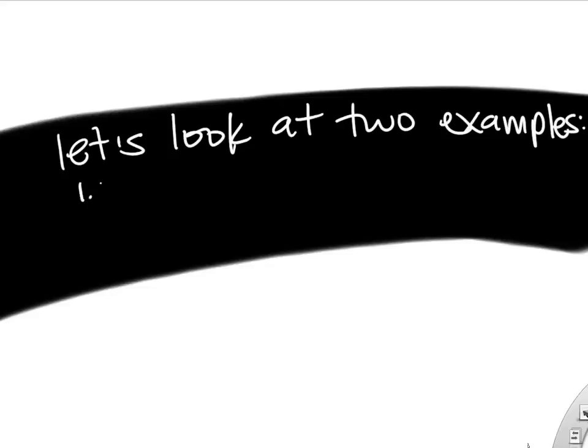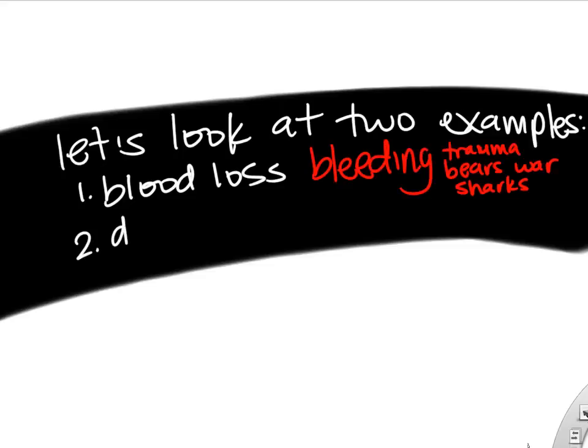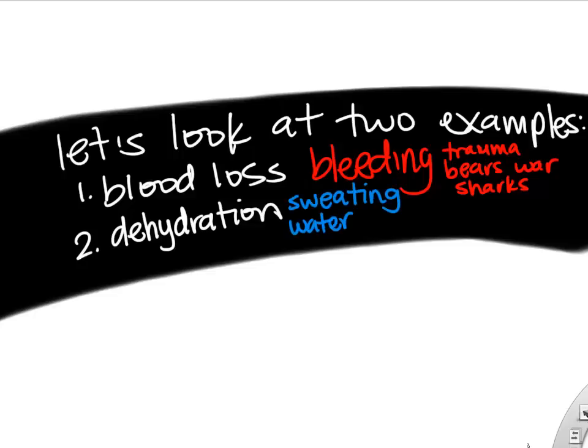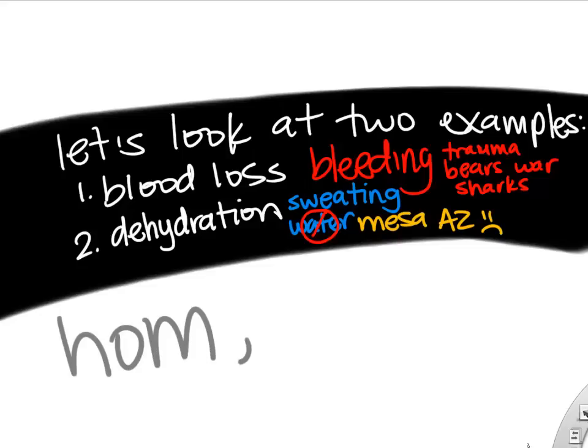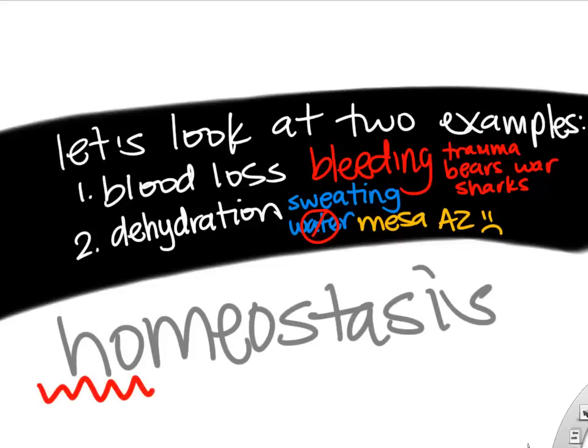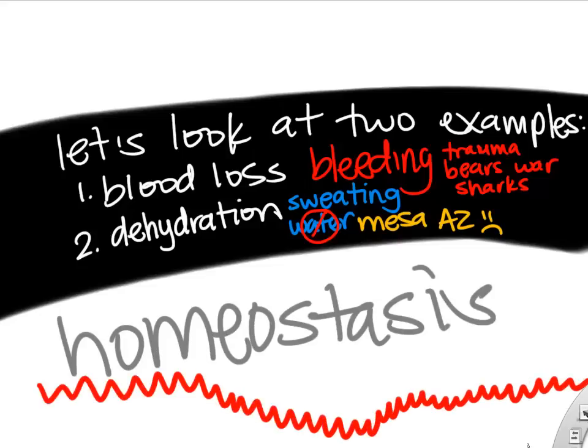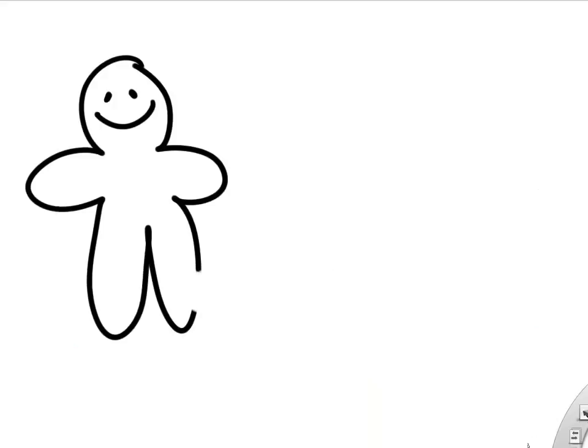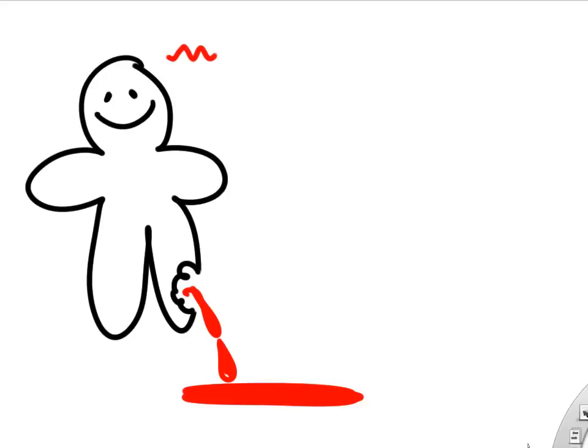Let's look at two real-life examples where your body has to regulate blood pressure. One is where you have bleeding or blood loss, and the other is dehydration. So maybe you had sweating and you didn't have a lot of water around, which could easily happen in Mesa. And again, this all relates to homeostasis of keeping blood pressure constant and keeping blood flow and blood delivery to your organs. Okay, so let's say you had trauma, a car accident, and you had a lot of blood loss, or maybe you got bit by a shark.